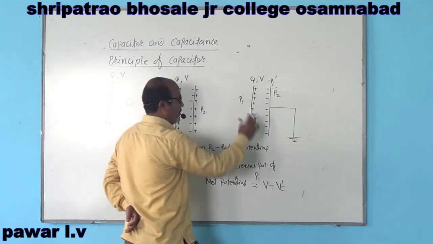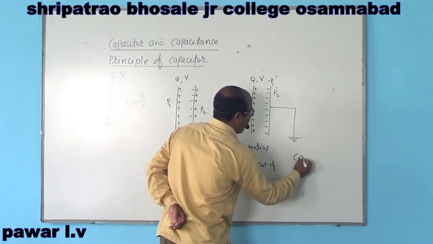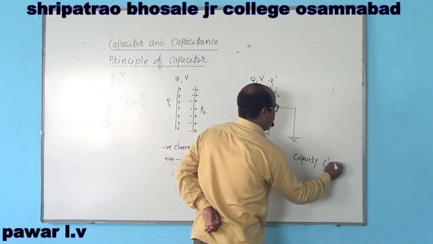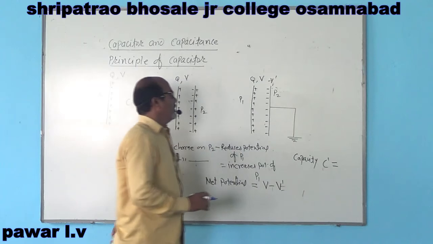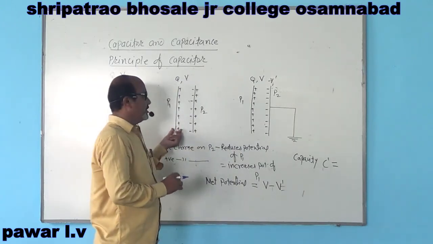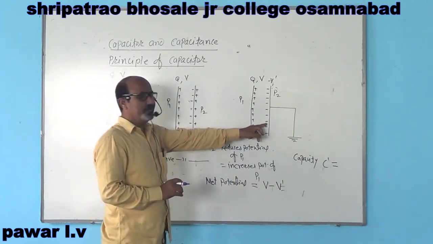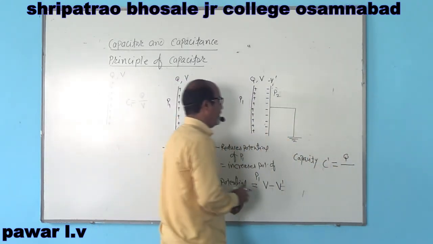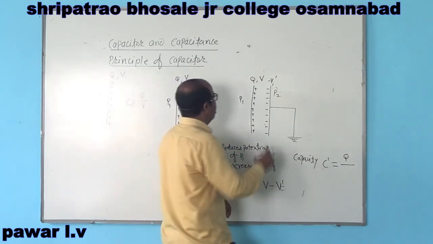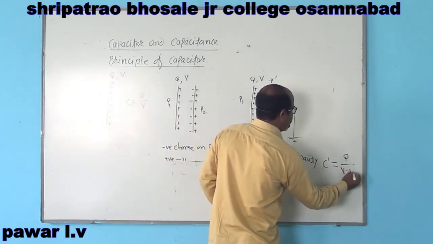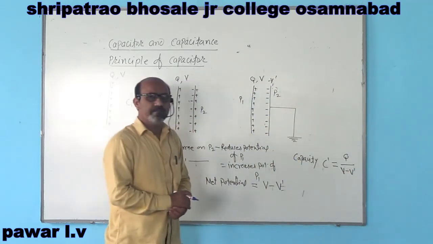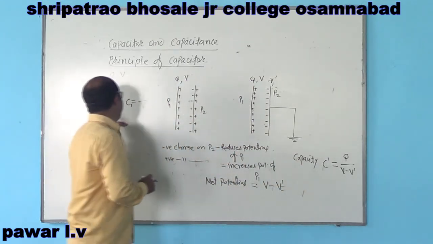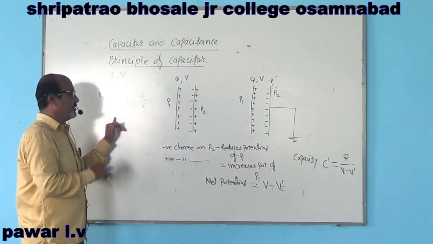Now, the new capacity of this arrangement, C dash, is equal to the charge Q deposited on it, and this is the induced charge. Therefore, total charge deposited is Q divided by the net electric potential. It will be V minus V dash. So, the capacity of this metal plate to store electric charge is increased.